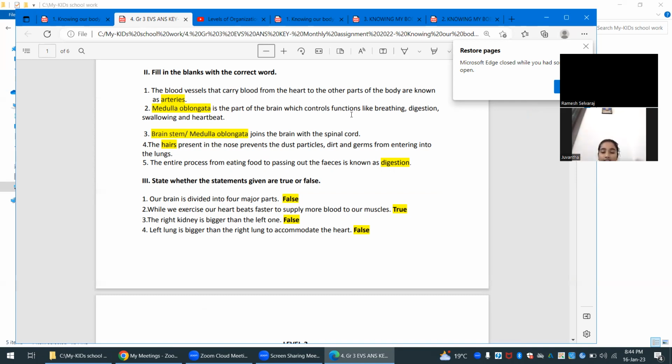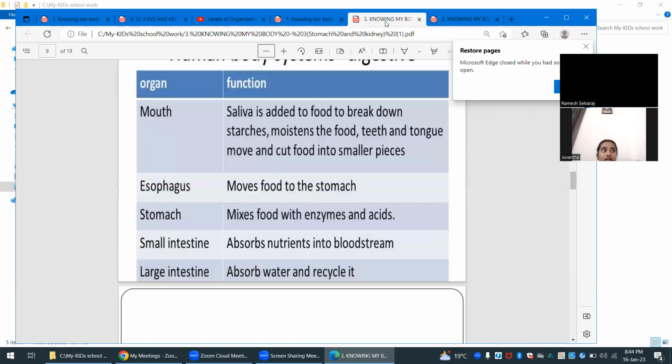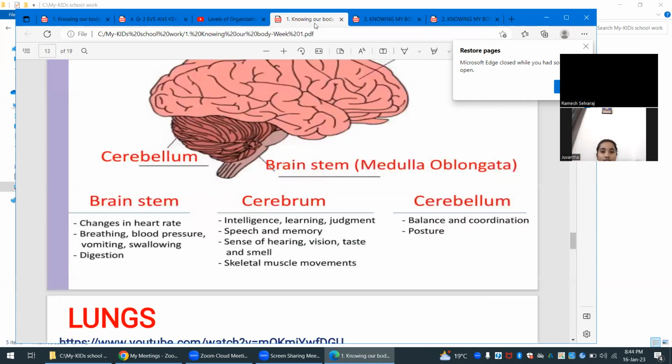Brainstem helps in digestion, heart rate, swallowing, vomiting, blood pressure. Cerebrum: intelligence, learning, judgment, speech and memory, sense of hearing, vision, and smell, skeletal muscle movements. Cerebellum: balance, coordination, posture.